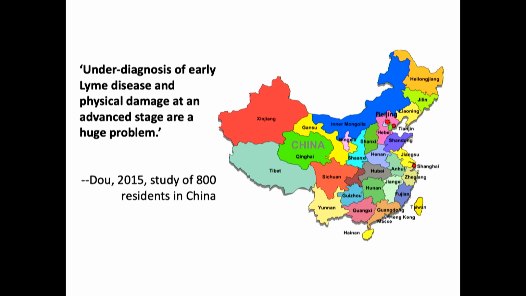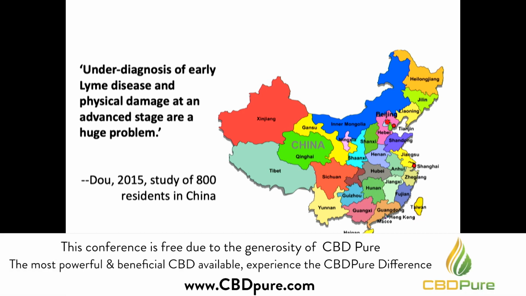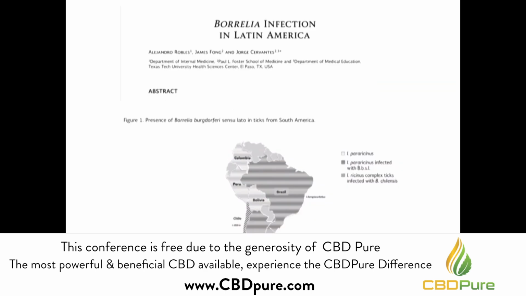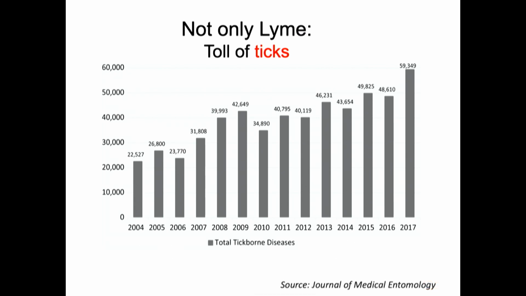In China, which is not known for being a terribly open society, this is what was written by a scientist who studied 800 residents outside a suburb of Beijing, and found that there was a 5% rate of Lyme disease among these people. Underdiagnosis of early Lyme disease and physical damage at an advanced stage are a huge problem. In Latin America, South America, we're also seeing it.